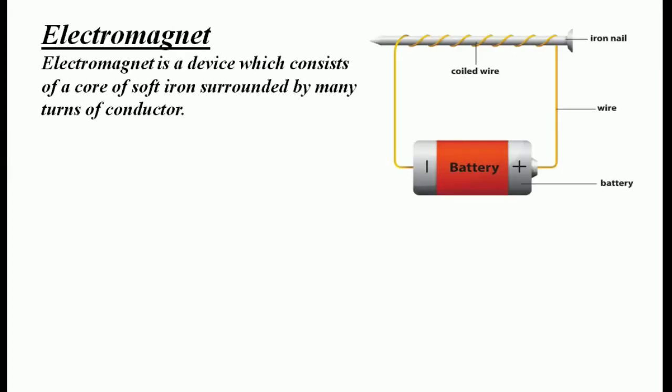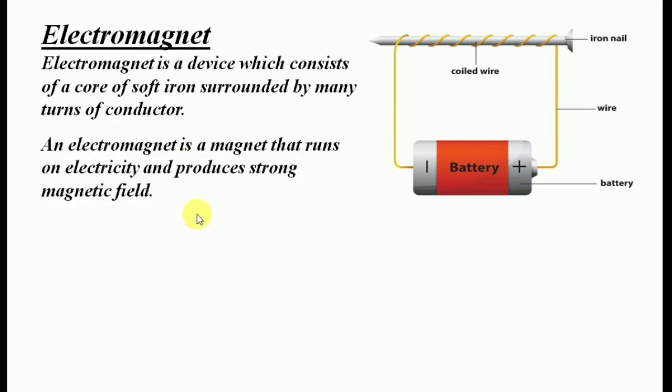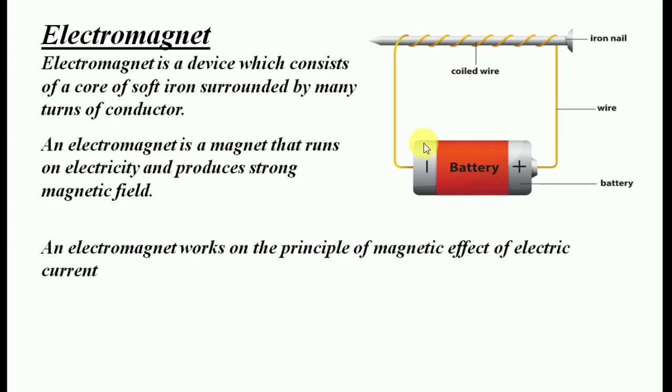Now we'll talk about the electromagnet. An electromagnet is a real life application of a solenoid. If you keep an iron core inside a solenoid, then we'll get an electromagnet. An electromagnet needs current to work. Without current it does not work, and it works on the principle of the magnetic effect of electric current.